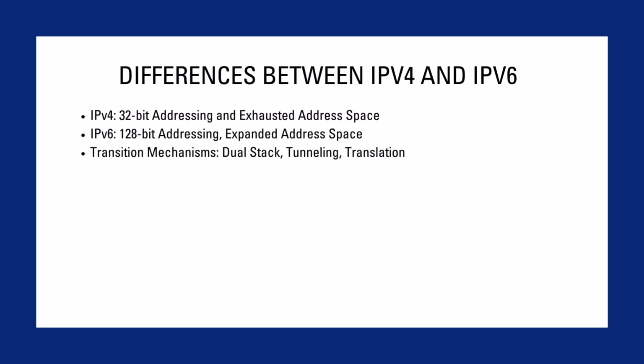Organizations transitioning from IP version 4 to IP version 6 had three main options: dual stack systems, which is using both protocols simultaneously; tunneling, which is sending IP version 6 packets over an IP version 4 network; and protocol translation, which is allowing IP version 4 and IP version 6 devices to communicate.